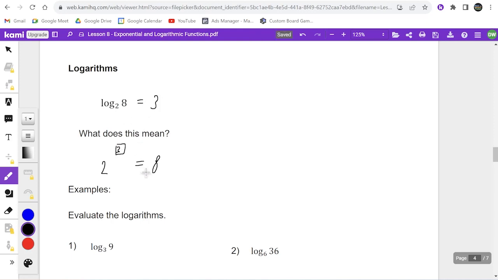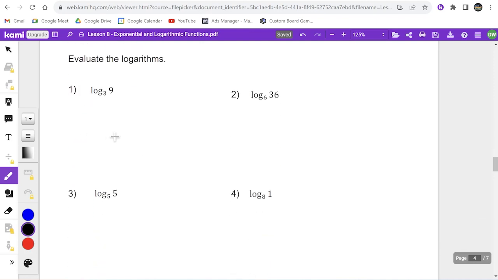Now we have a bunch of examples to look at right here. First, log base 3 of 9. Again, playing the same game. 3 raised to what power equals 9? I would say 2. So for that reason, 2 is the answer for number 1. Now for number 2, log base 6 of 36, same exact thing. 6 raised to what power equals 36? And again, it's the same answer. 6 squared is 36, so the answer is 2.